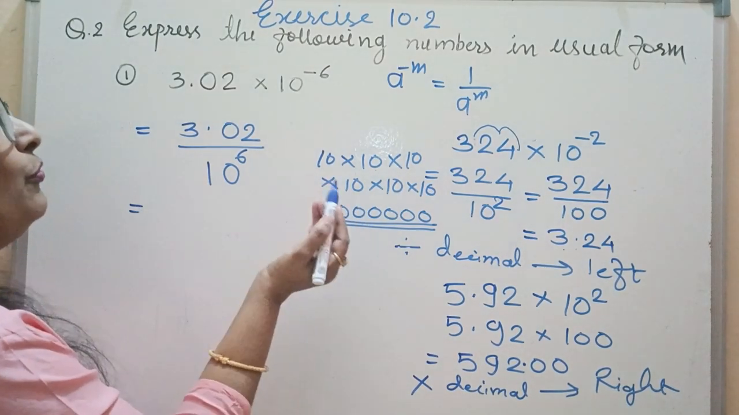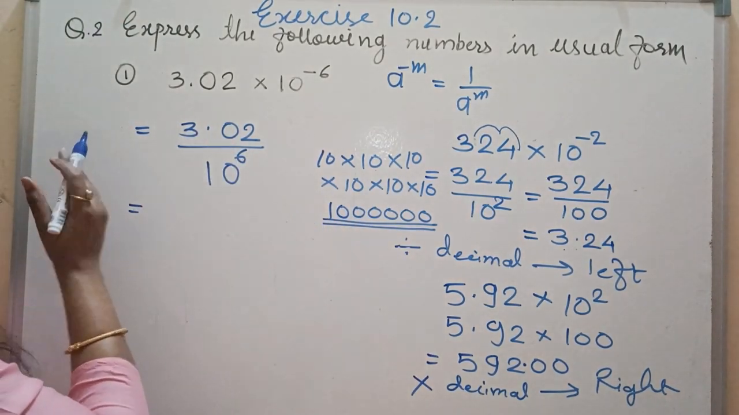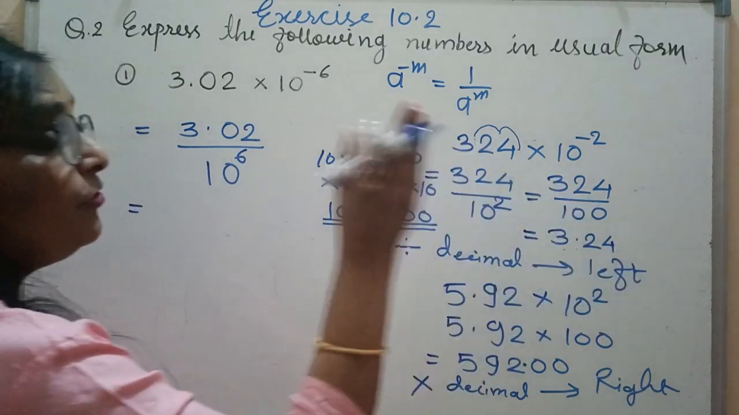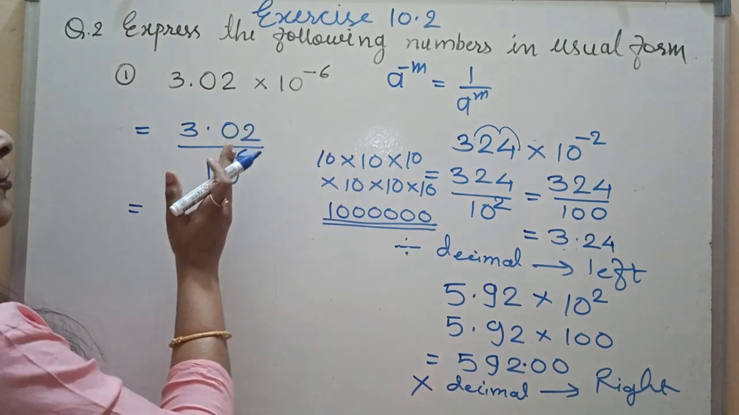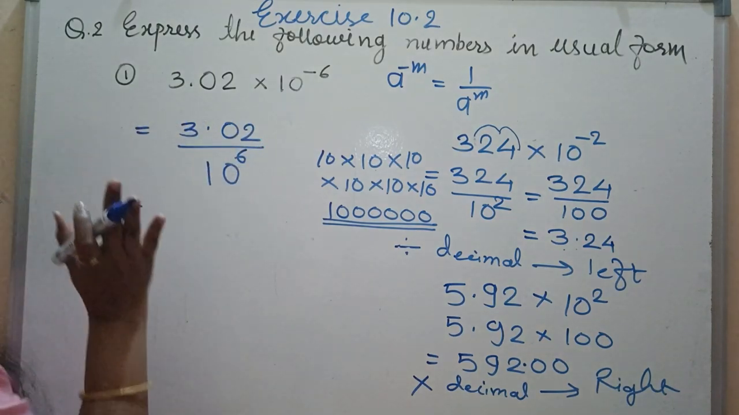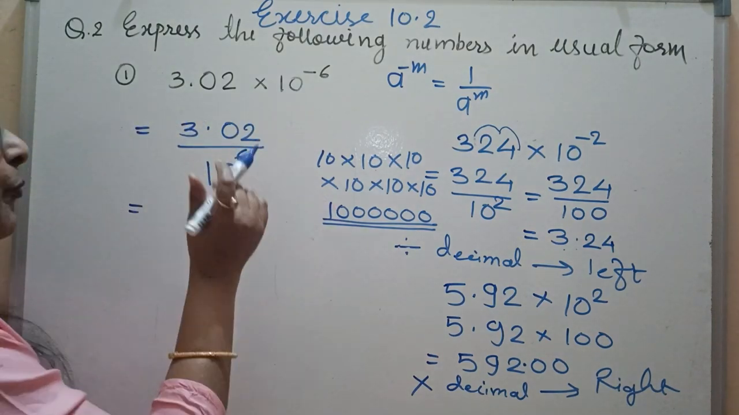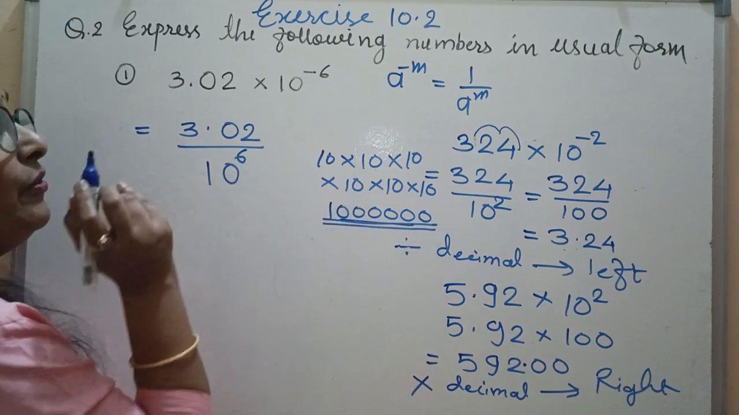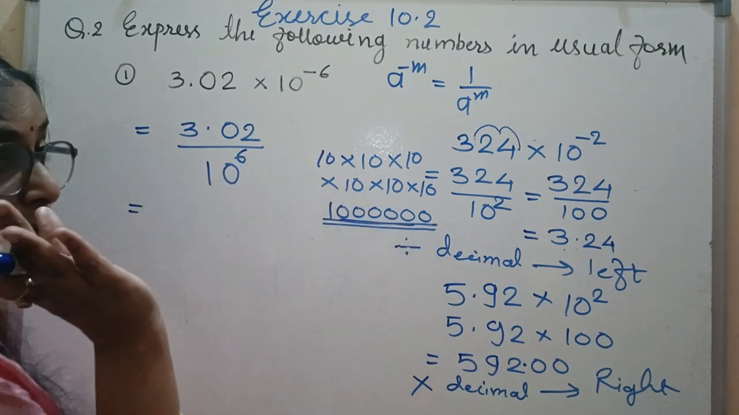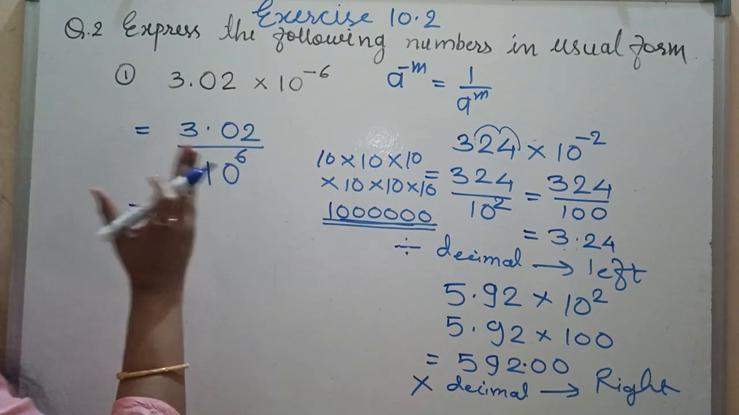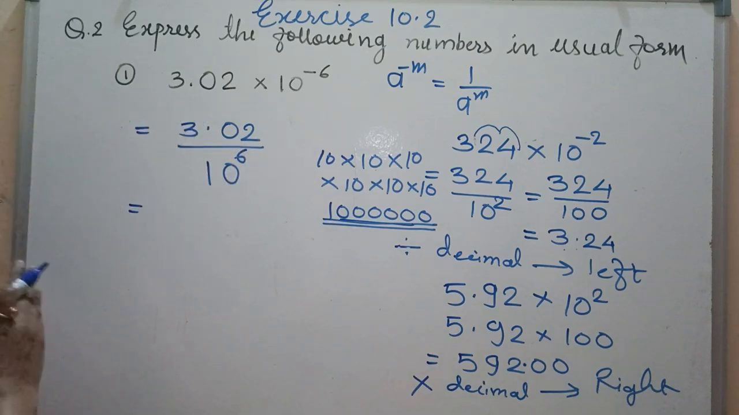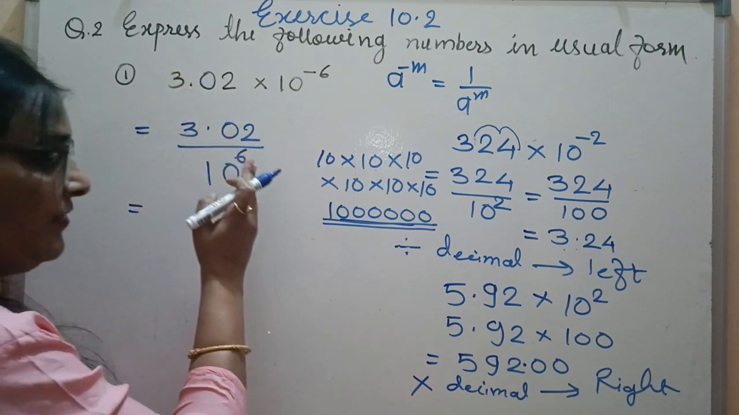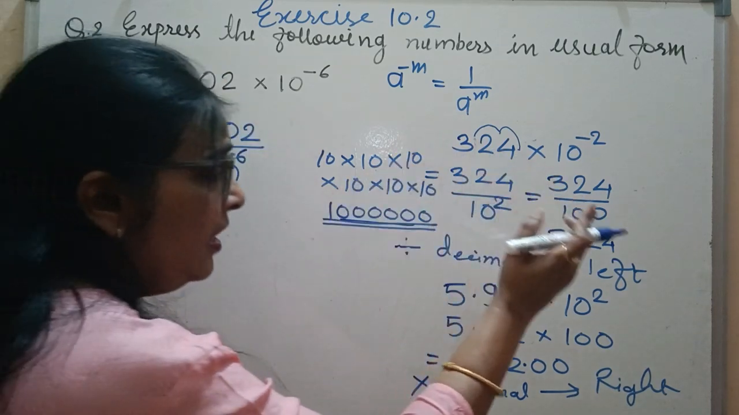6 zeros. Therefore you are shifting 6 points towards which side? When you are dividing, you are shifting your decimal point towards the left. So you are shifting towards left. Okay. So from that, how many zeros are there? Whatever the power will be there, that much zeros on 1 and that much places you are shifting your decimal point. So here you are dividing, therefore your decimal point is shifting towards the left.